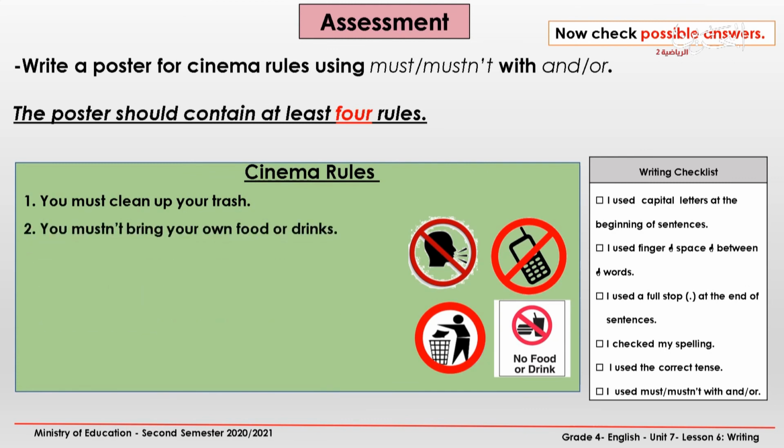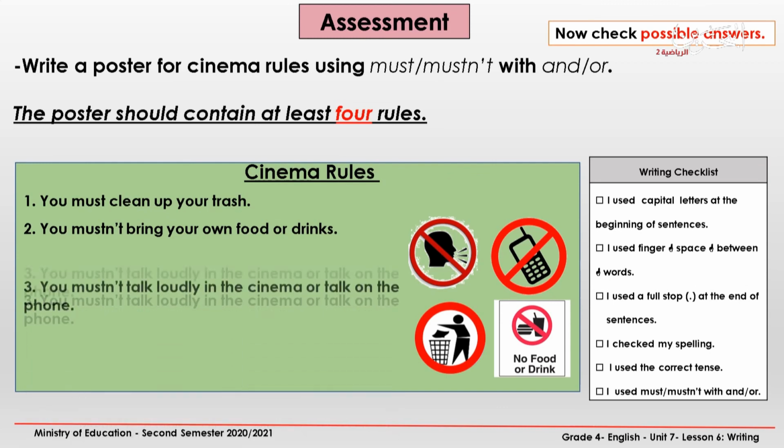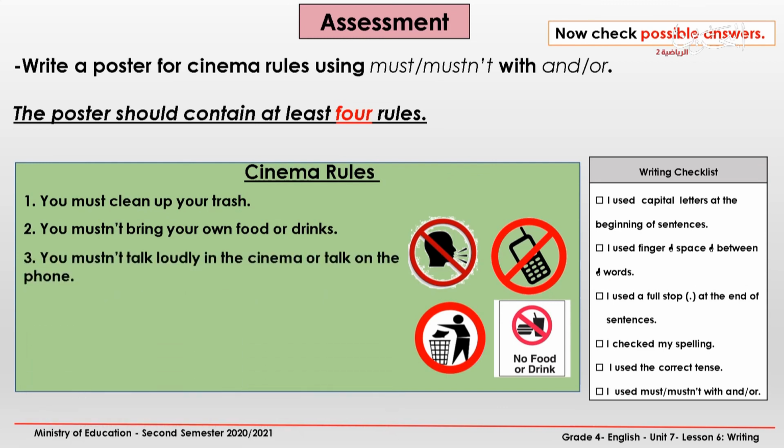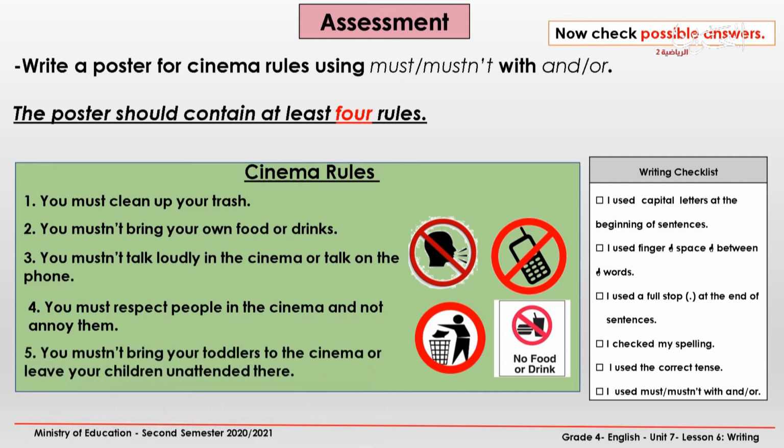Number 2. You mustn't bring your own food or drinks. Number 3. You mustn't talk loudly in the cinema or talk on the phone. Number 4. You must respect people in the cinema and not annoy them. And number 5. You mustn't bring your toddlers to the cinema or leave your children unattended there.